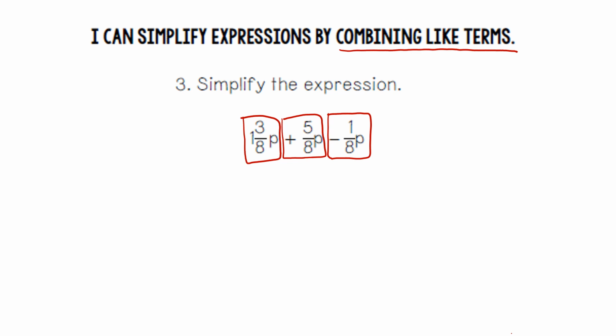So 1 3/8 plus 5/8 minus the 1/8 is going to give us a total of 1 7/8, and keep the variable p at the end. If you wanted, you could also write it as 15 over 8p. That would be the same answer, just as an improper fraction instead of a mixed number.